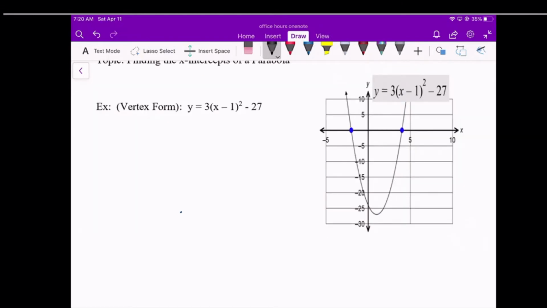This example is in vertex form. The x-intercepts are here and here. Notice the y-coordinate is 0, so if we're using the equation to find them, we put a 0 in for y. The idea with this one is to use square roots. This is the thing that's being squared, so we'll get that by itself.